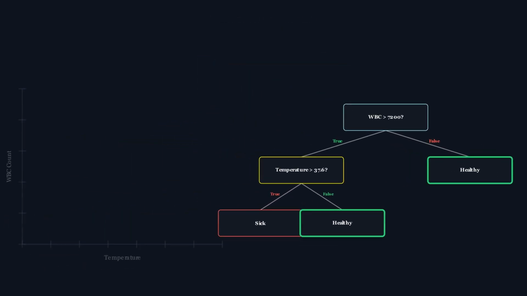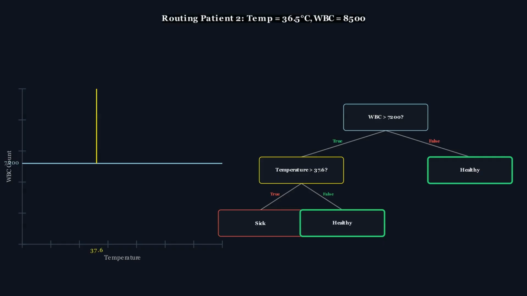Every question in a tree corresponds to a boundary in the space of our data. The first question, WBC above 7200, draws a horizontal line at 7200. The second question, temperature above 37.6 degrees Celsius, draws a vertical line at 37.6. Now patient 2 arrives with temperature 36.5 degrees Celsius, white blood cell count 8500, and the tree predicts the patient is healthy. Now let's take a look at what happens when patient 3 arrives. As we see, the patient turned out to be sick based on the data of temperature and white blood cell count.